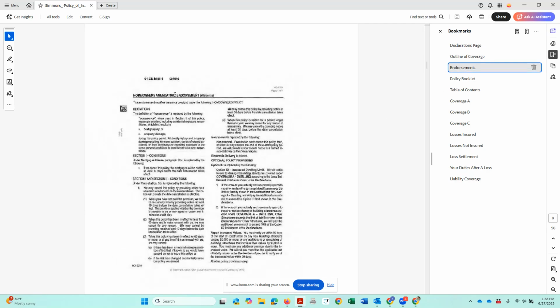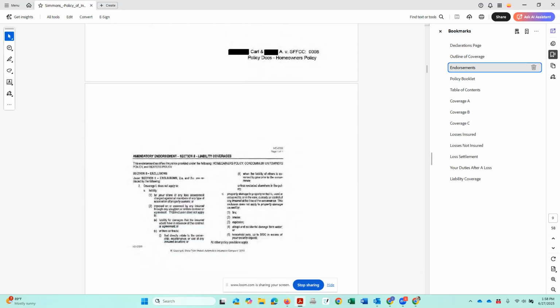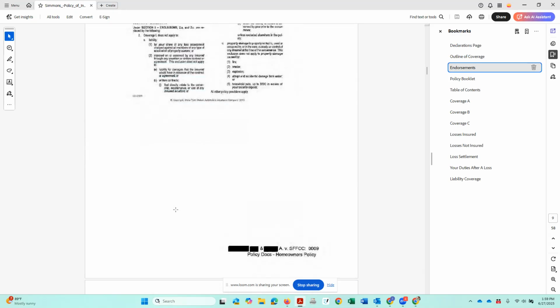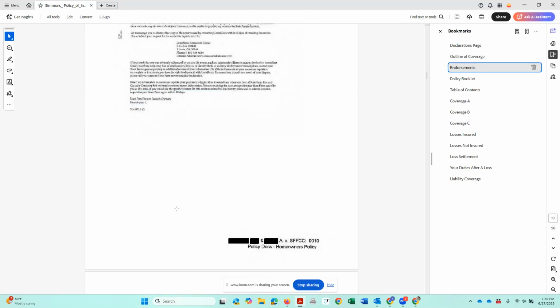Now, a lot of times when you renew your policy, you'll get a copy of the declarations page and the endorsements, but not the policy booklet itself. These endorsements are things that are unique to either your policy or the state that change the policy booklet slightly.